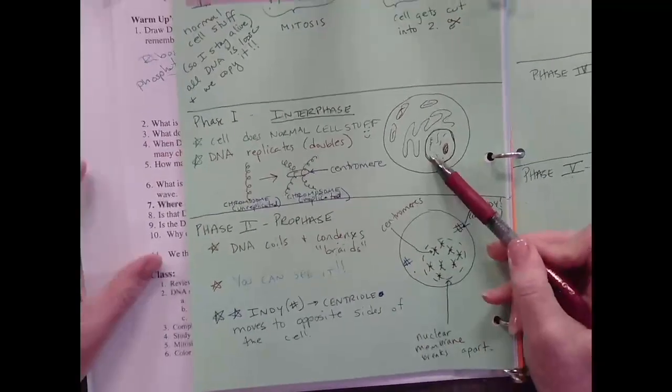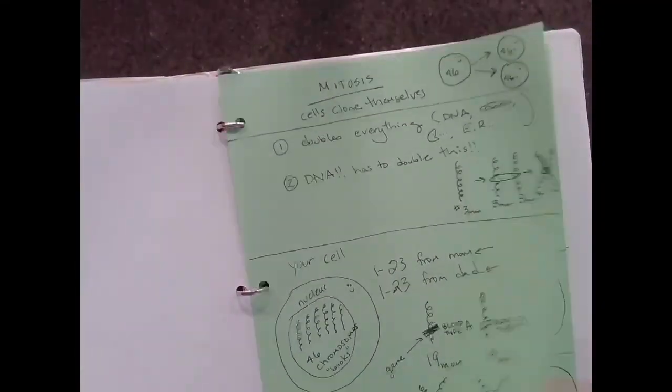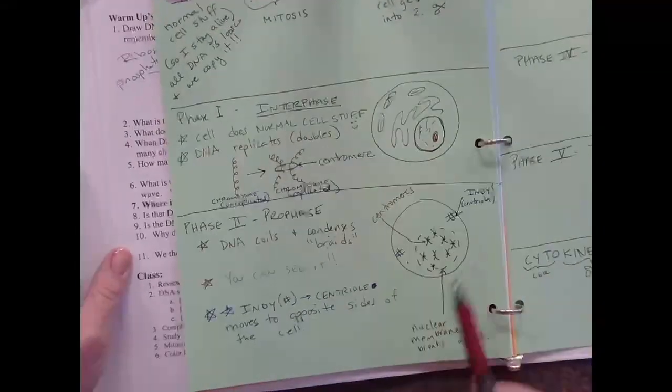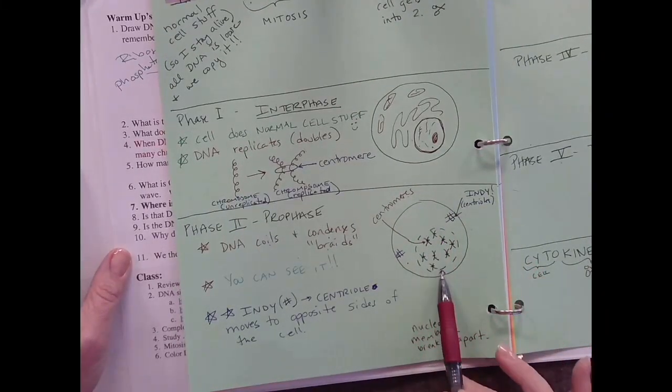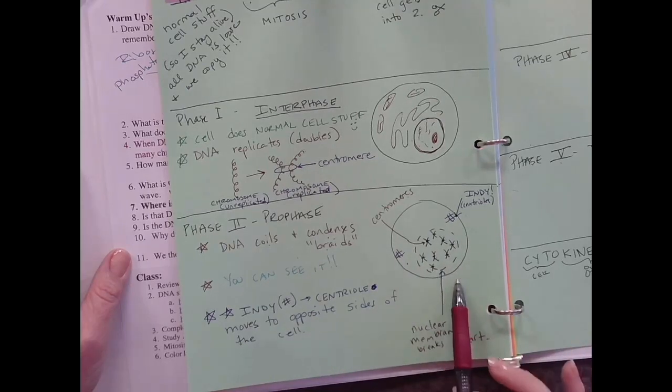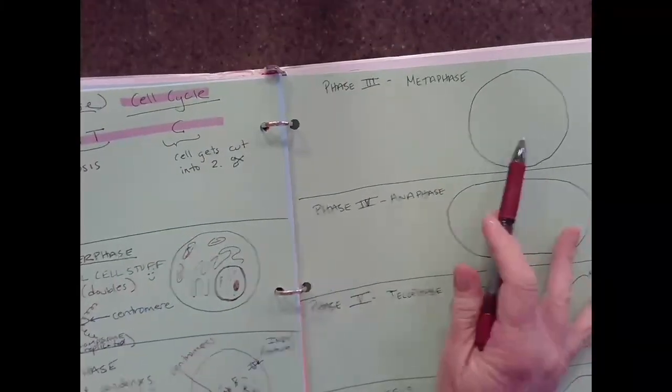All we've done is double the DNA. Remember, our job is to make 2 clones. Double the DNA, put it in a braid. Now we're going to line the braids up in the middle of the field to make sure that we get a copy for each cell. So we're going to get organized in phase 3. Phase 3 is metaphase.